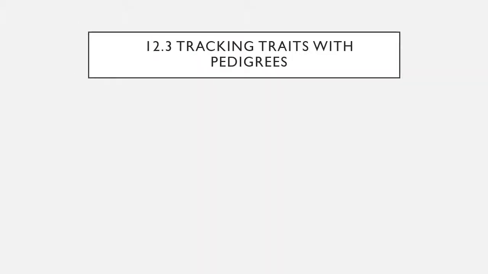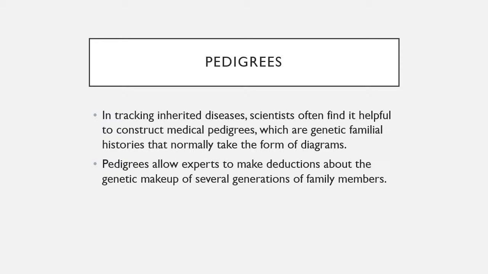Okay, next up, let's look at tracking traits with pedigrees. In tracking hereditary diseases, scientists often find it helpful to construct medical pedigrees, which are genetic familial histories, so looking at the genetics within a family, that normally take the place of diagrams.